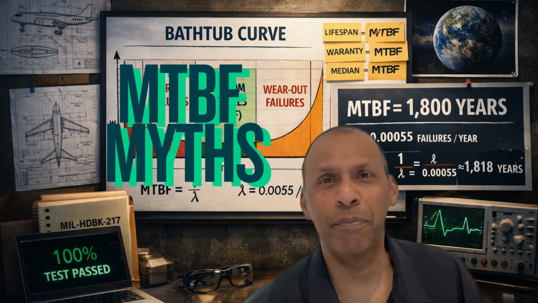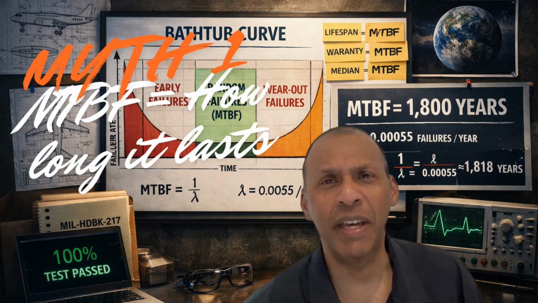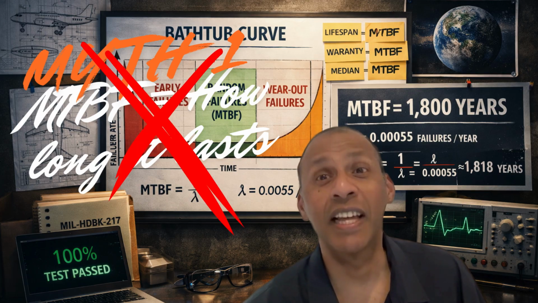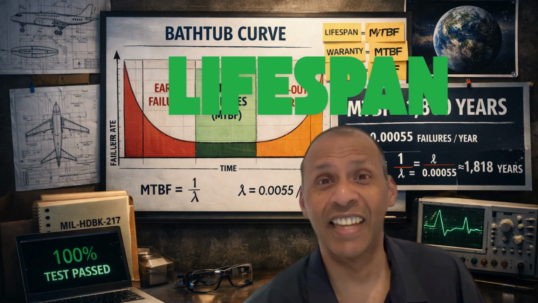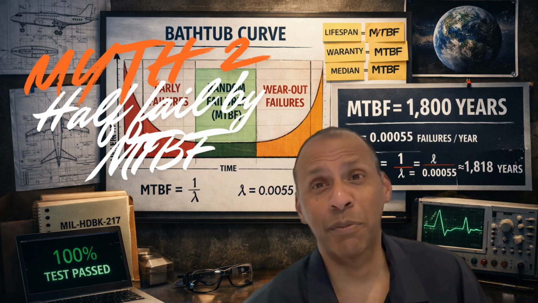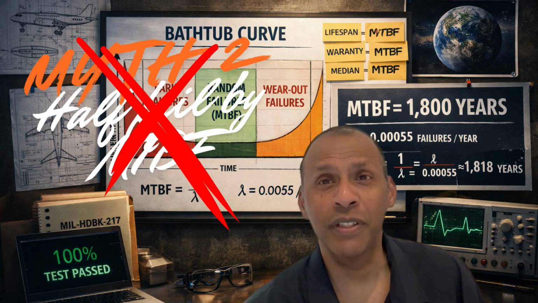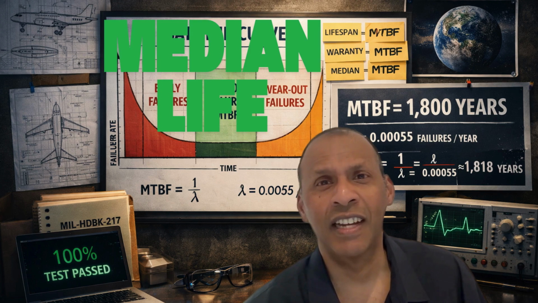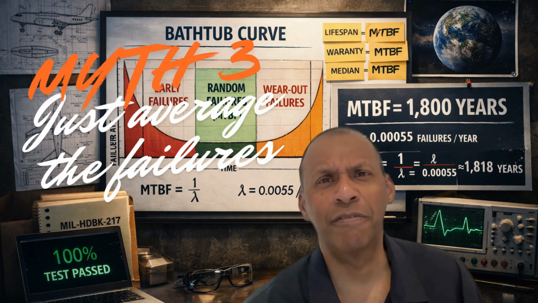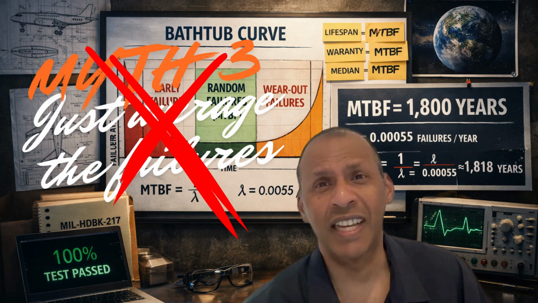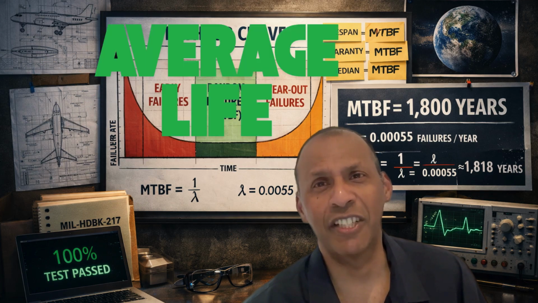So let's run the 3 biggest MTBF myths. The first one: MTBF means how long it lasts. No, that's lifespan. The next one: half the items fail by the MTBF. No, that's the median life. And the last one: just average the number of failures over time. No, that's just not MTBF. That's the average life.